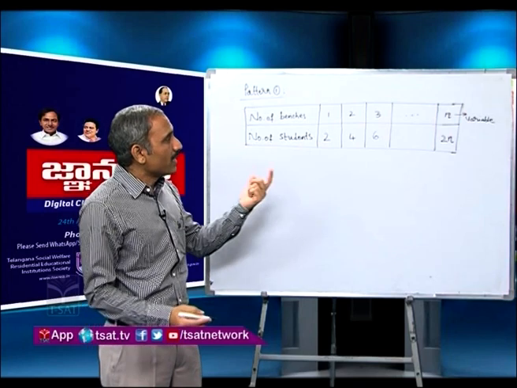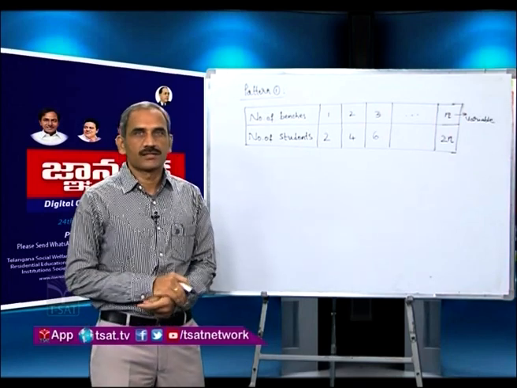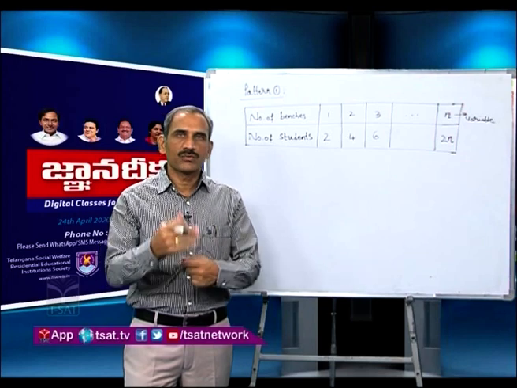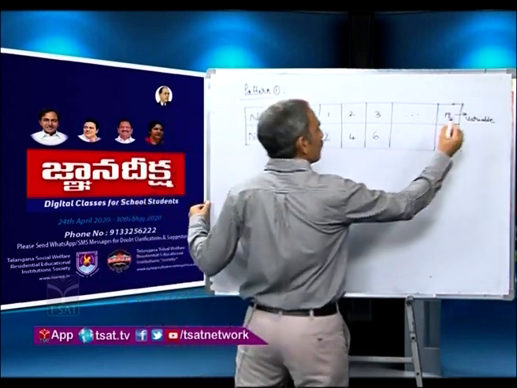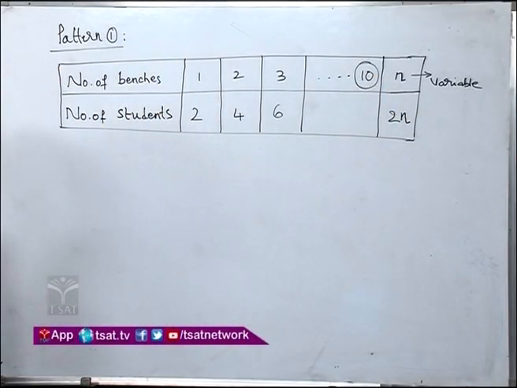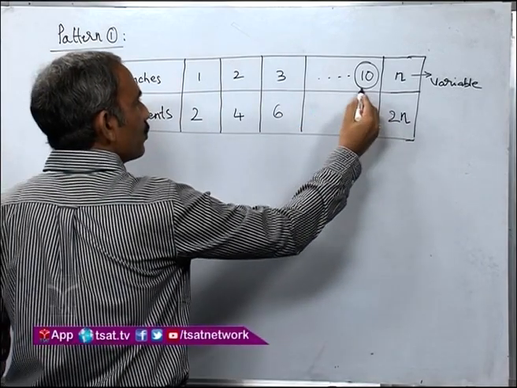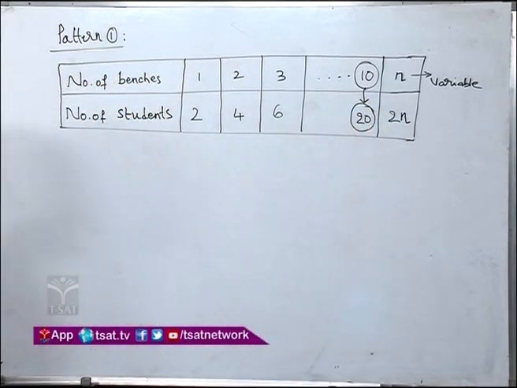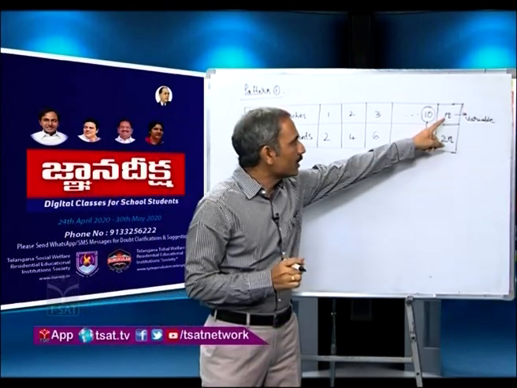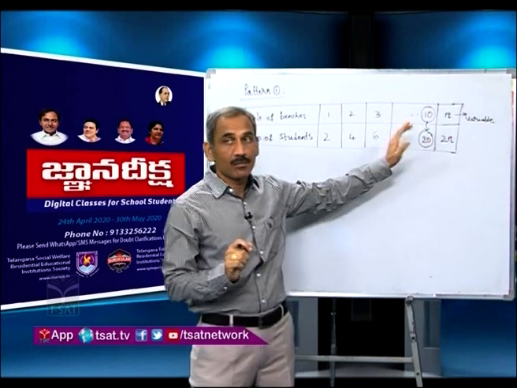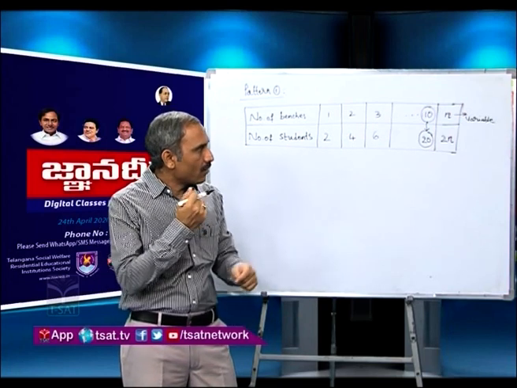Now, if there are 10 benches, how many students can we accommodate? That means, if n is equal to 10, that is nothing but 2 into 10, so we can accommodate 20 students. Right. Here, if you know the number of benches, then we can find the number of students. Now I will go in a reverse way.